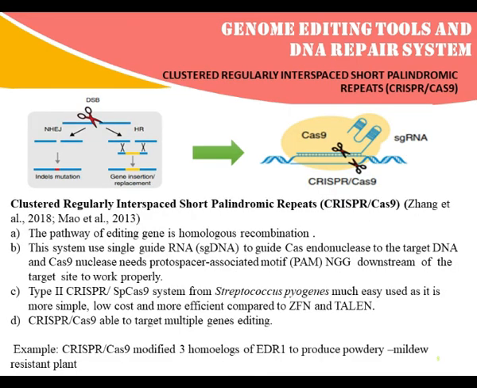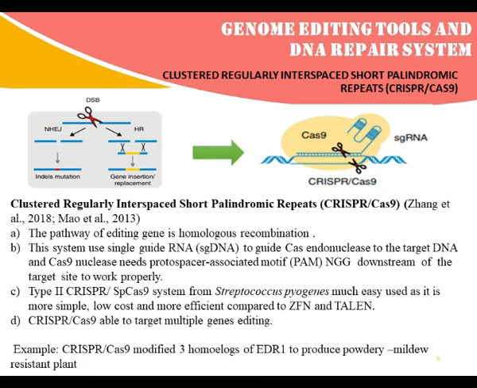The third genome editing tool is clustered regularly interspaced short palindromic repeats, CRISPR-Cas9. The pathway of CRISPR-Cas9 is homologous recombination, and this system uses a single guide RNA (sgRNA) to guide the Cas endonuclease to the target DNA. And Cas9 nuclease needs a protospacer adjacent motif (PAM) at the NGG downstream of the target site to work properly.